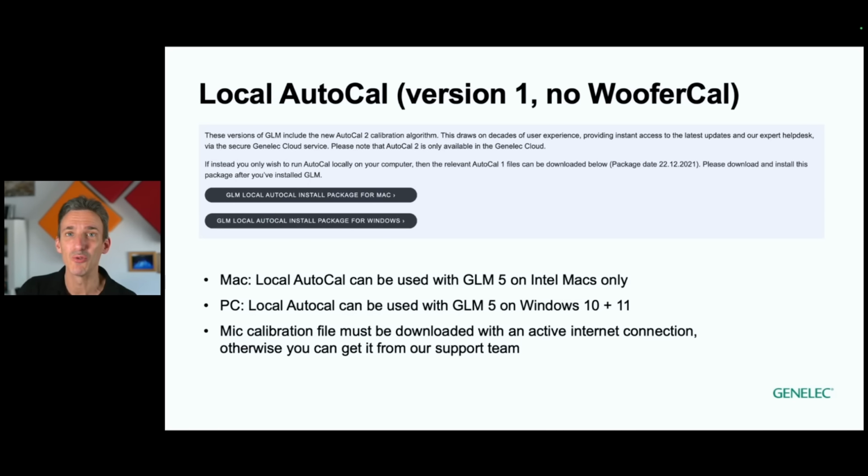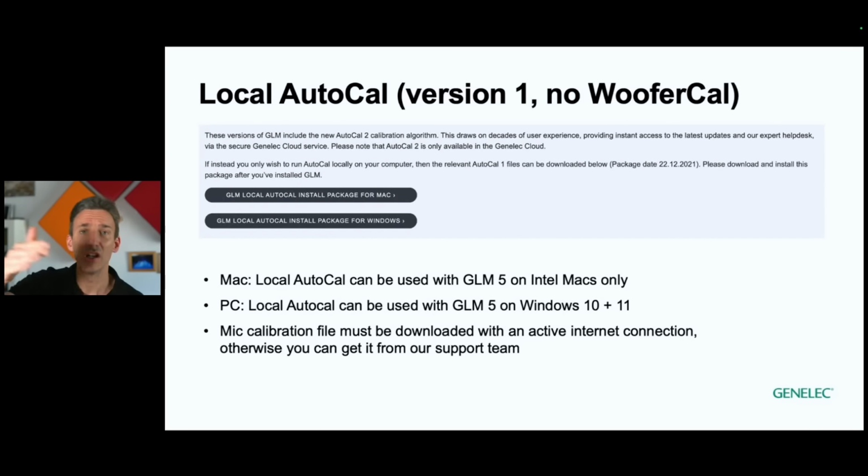There are still people who need GLM without internet connection, which is really hard, I can tell you. But I know about that. Broadcasters, sometimes universities, and some of them just don't allow any internet access. Usually the best way is that you just use your mobile phone to make your personal hotspot and use this one. But if it's really not possible, you can still download the so-called local AutoCal.